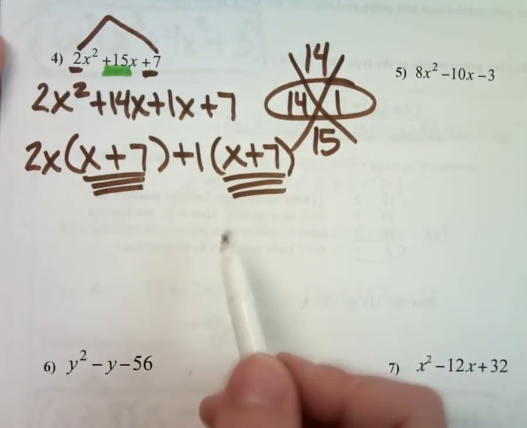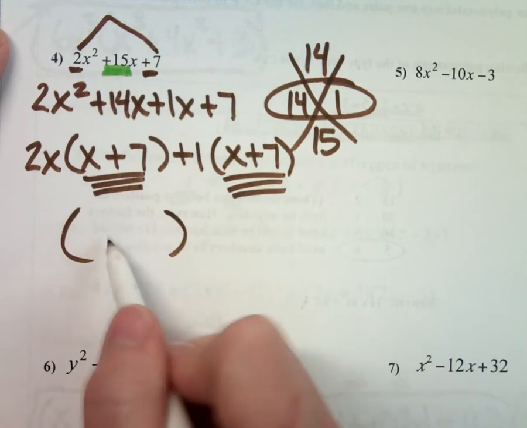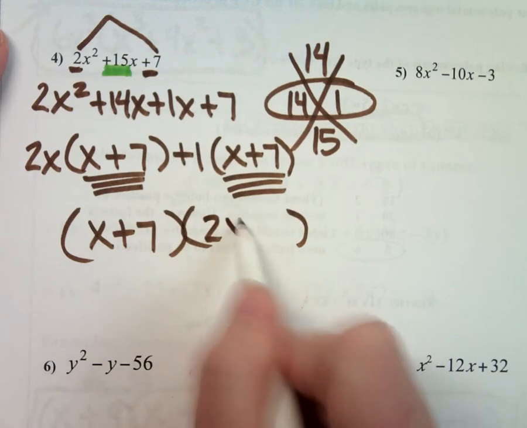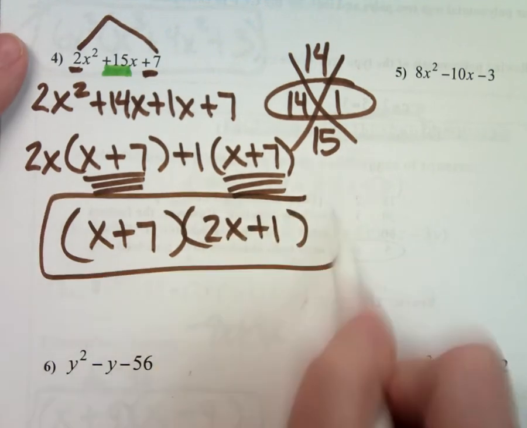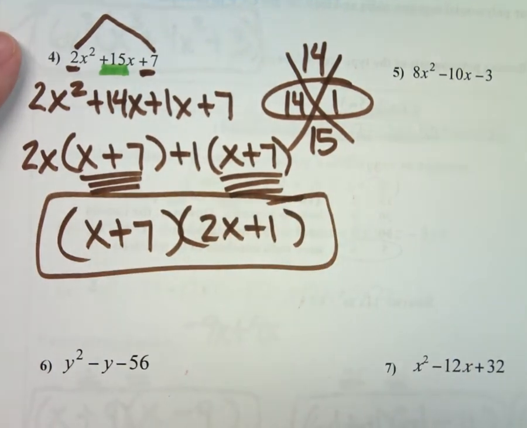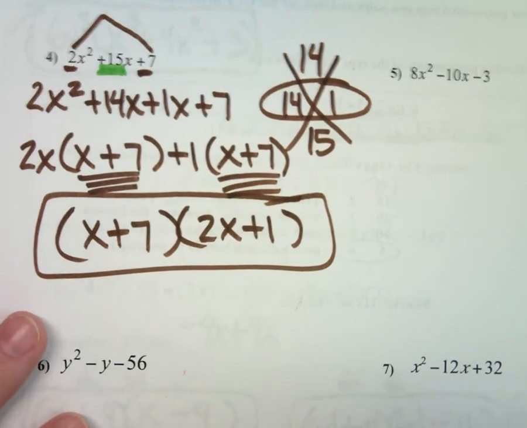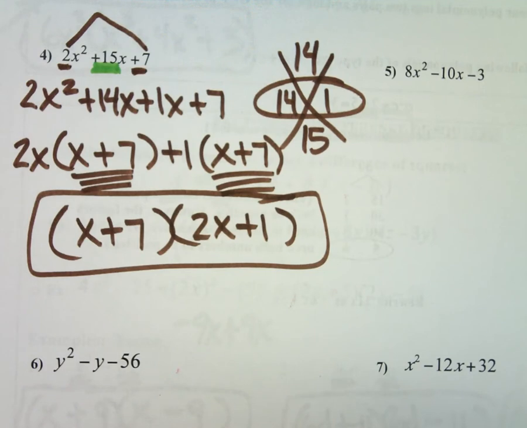Okay, can you tell me in my final step, what's in one set of parentheses? X plus 7. How about the other set? 2x plus 1. That is correct. It gets easier, don't you think, and faster once you know what you're doing? Okay, I want you to try 5. See if you can do it from start to finish.